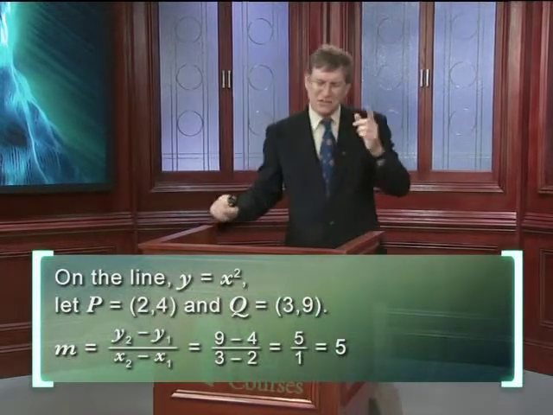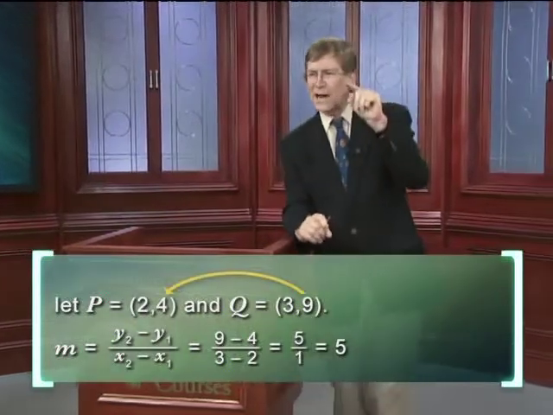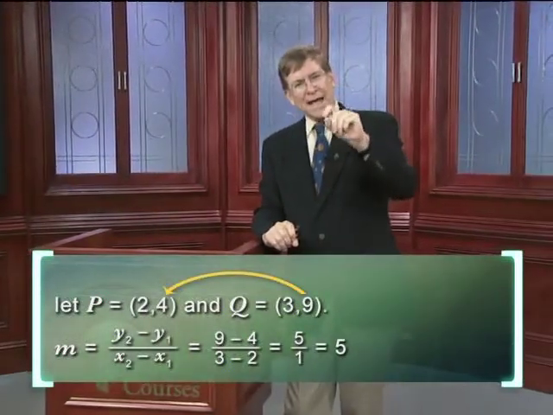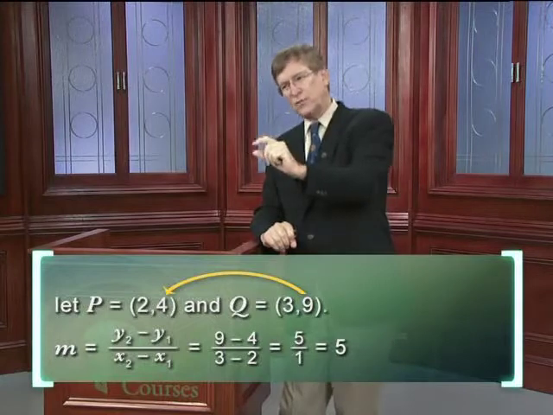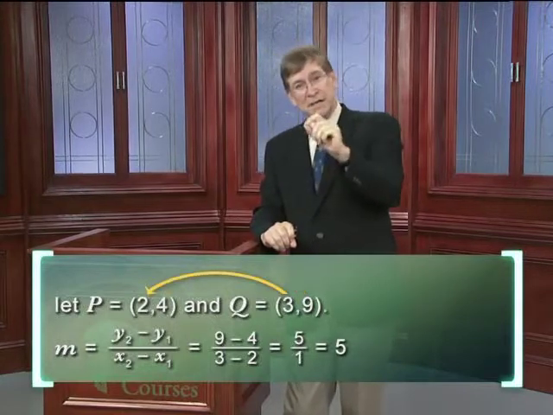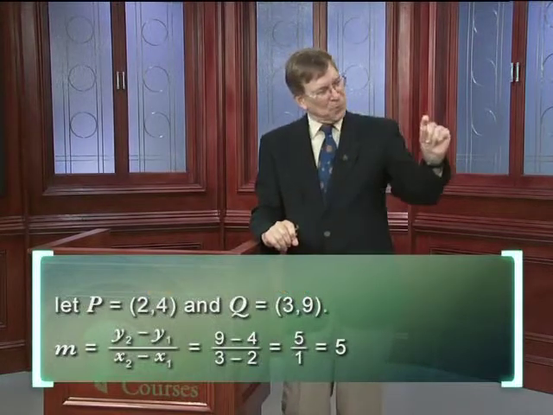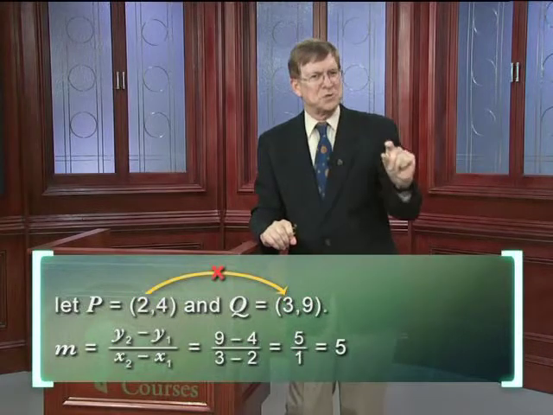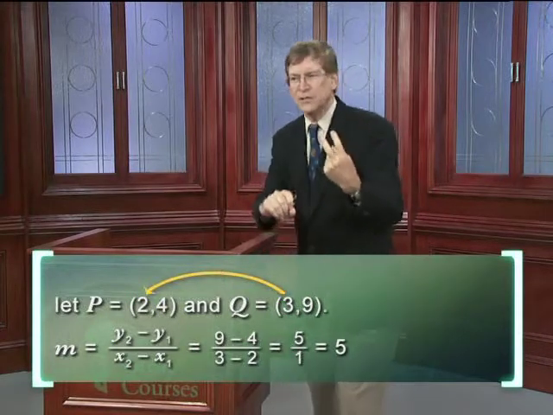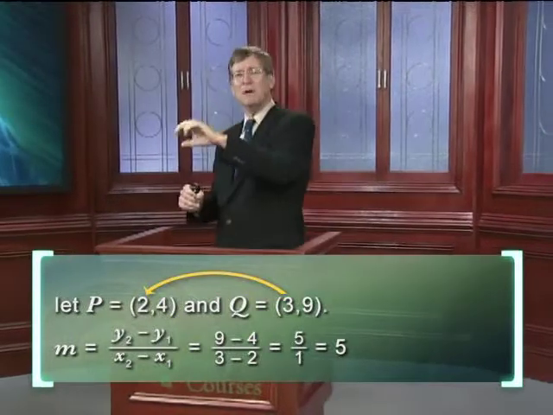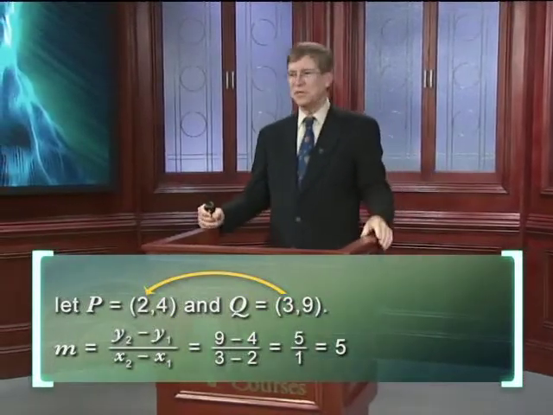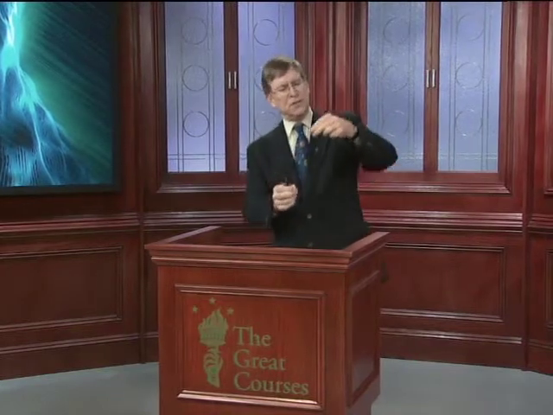Notice, by the way, a slightly tricky point here. I subtracted 9 minus 4, and I made sure I did the other subtraction in the same order, meaning don't write 9 minus 4 divided by 2 minus 3, but rather it's 3 minus 2. It's the Q coordinates minus the P coordinates. Good. And this line, by the way, has a slope of 5. That means it's fairly steep. It's rising 5 units vertically for every 1 unit horizontally.